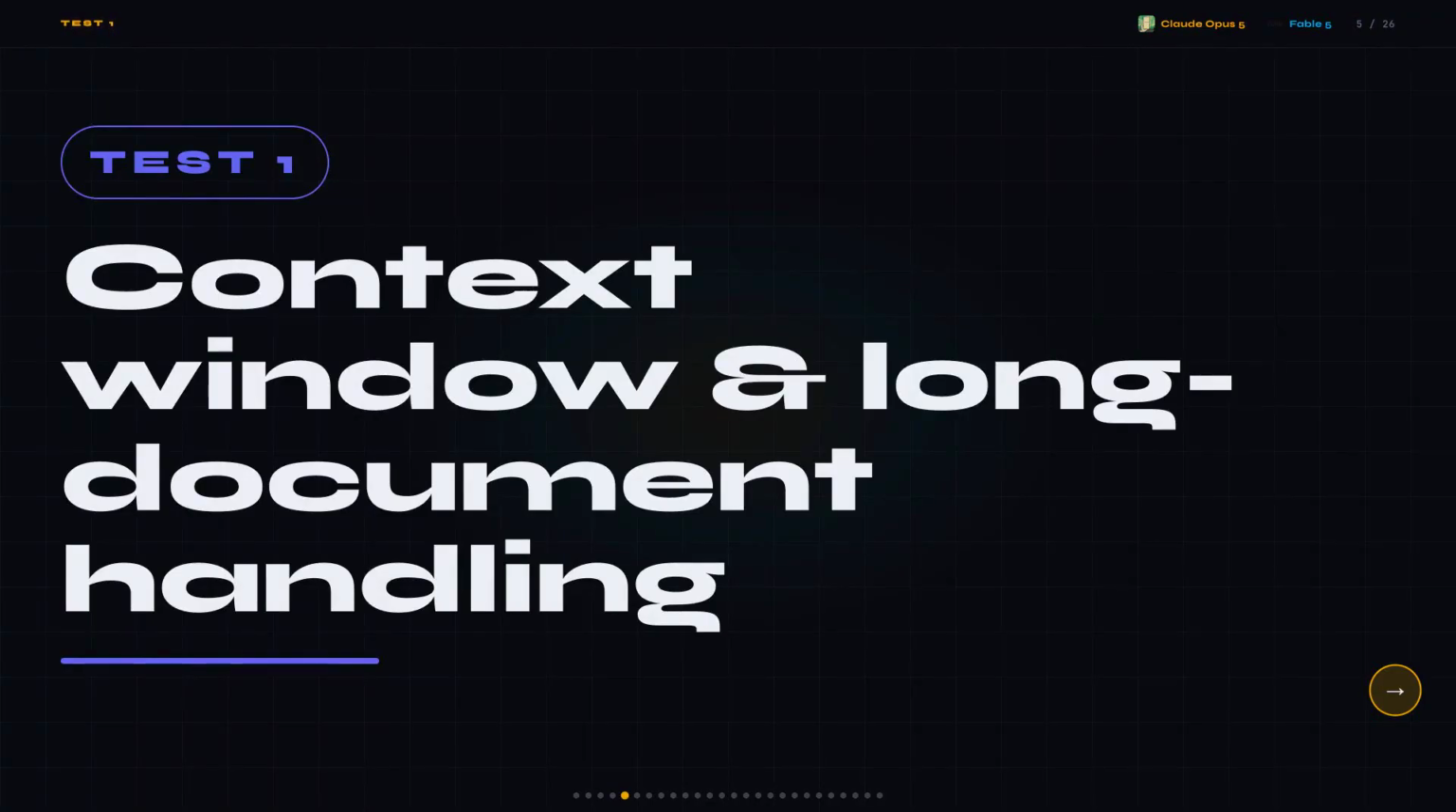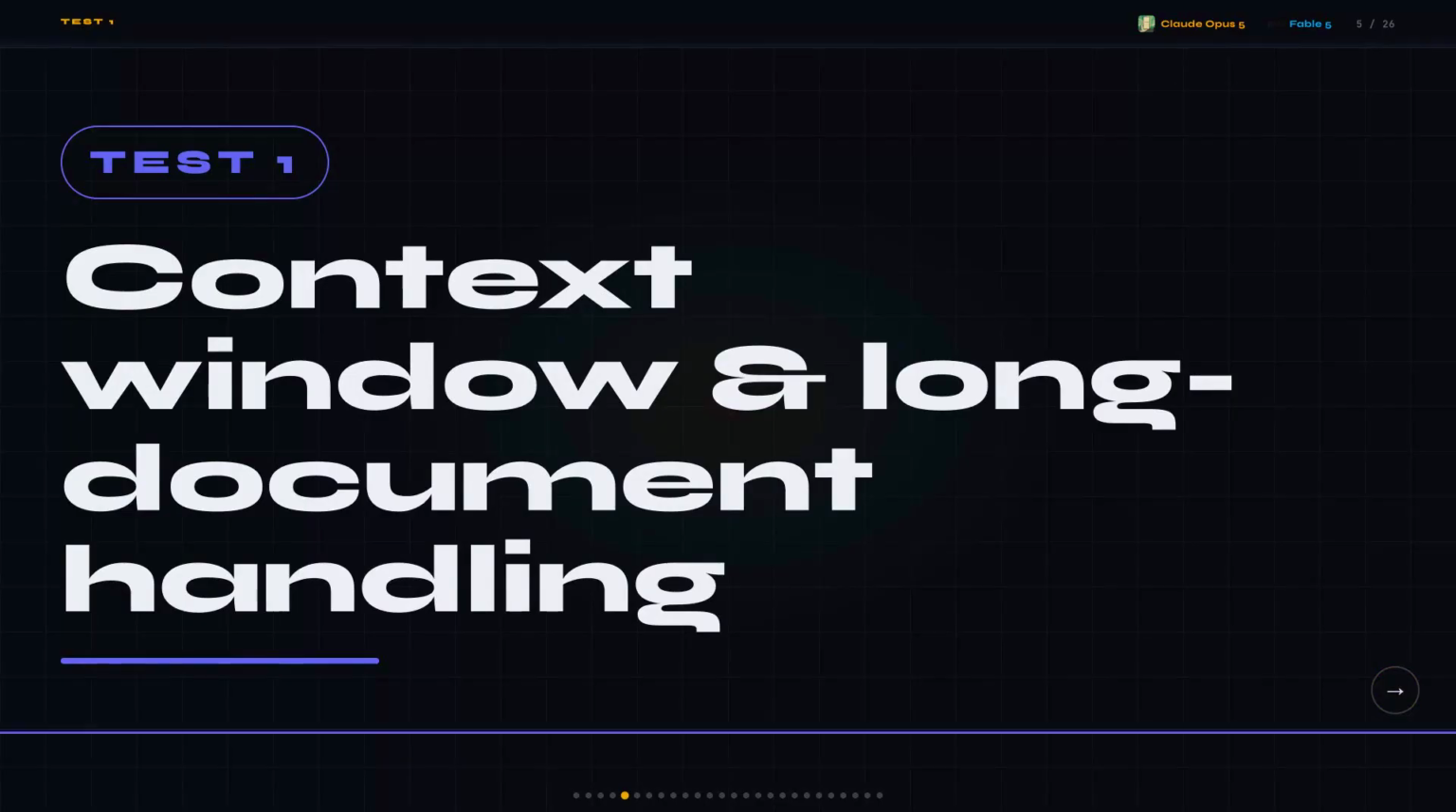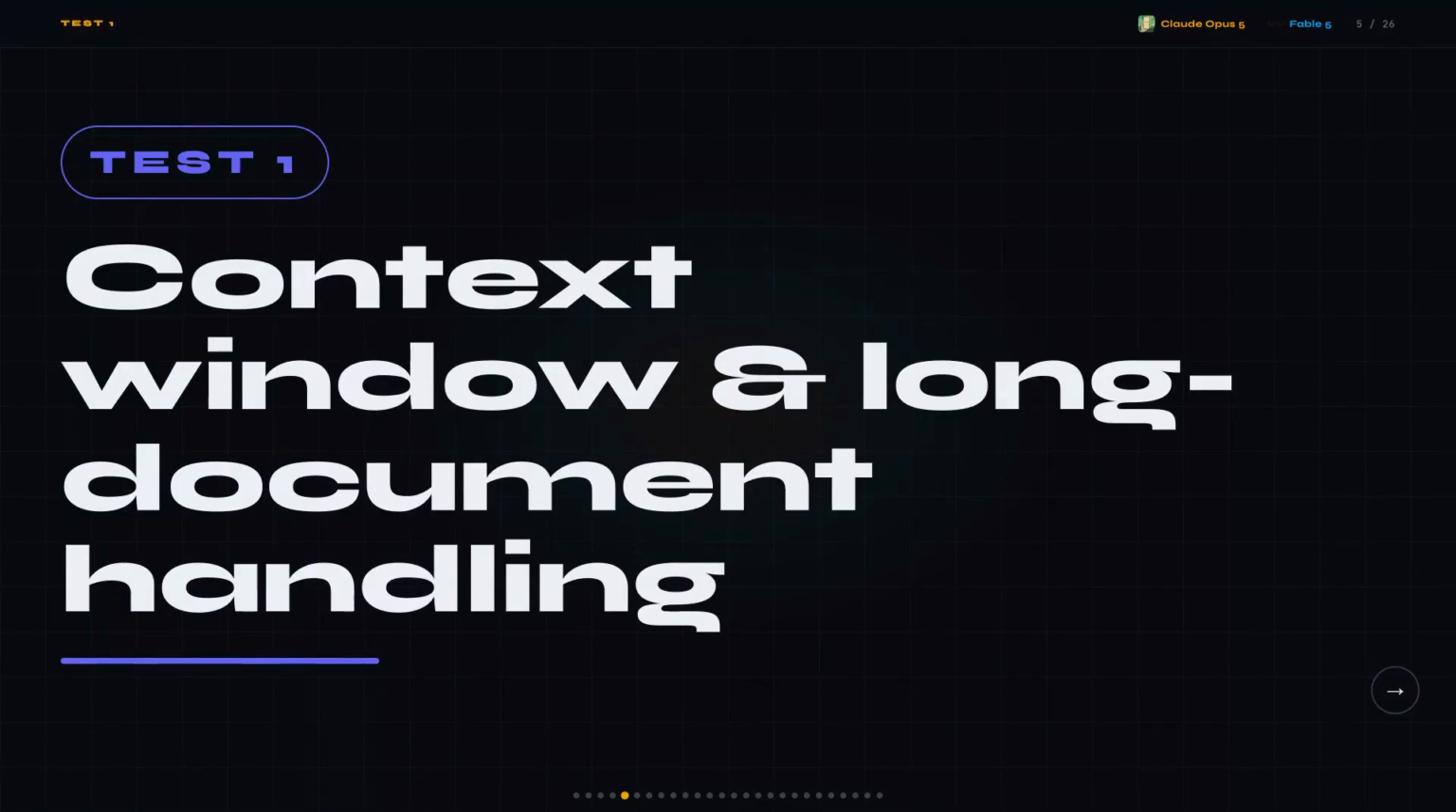And here's what actually goes wrong when this breaks. You feed in a 900,000 token document, the model starts hallucinating details from the middle, and you don't even know until something downstream blows up. And that's the failure mode we're looking at.